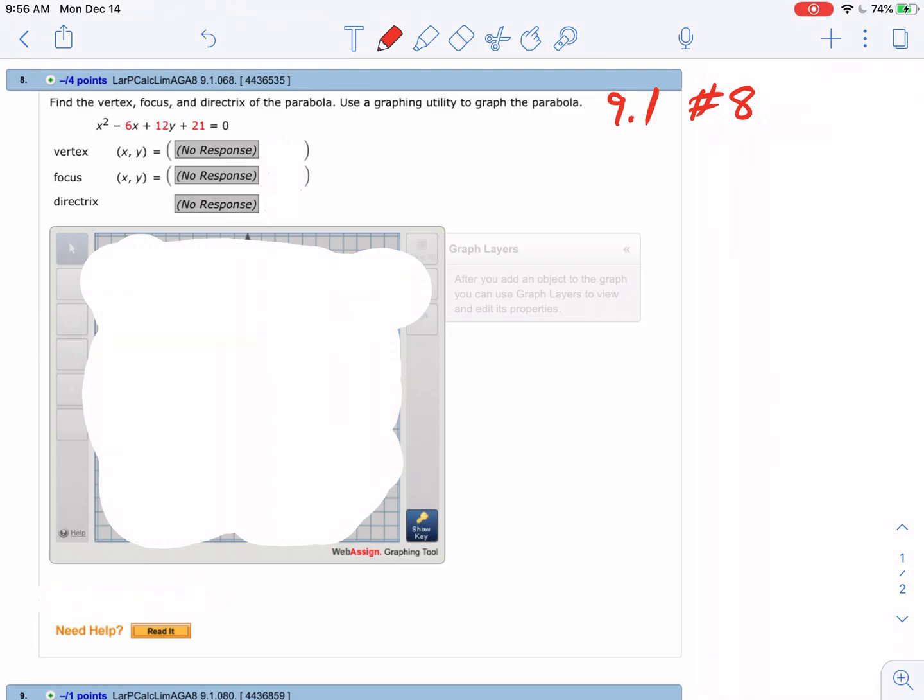9.1, number 8, again, is dealing with a parabola. They give me an equation. They want me to find the vertex, focus, directrix, and graph it. So the first thing is we have to do some work to put this in its standard form.